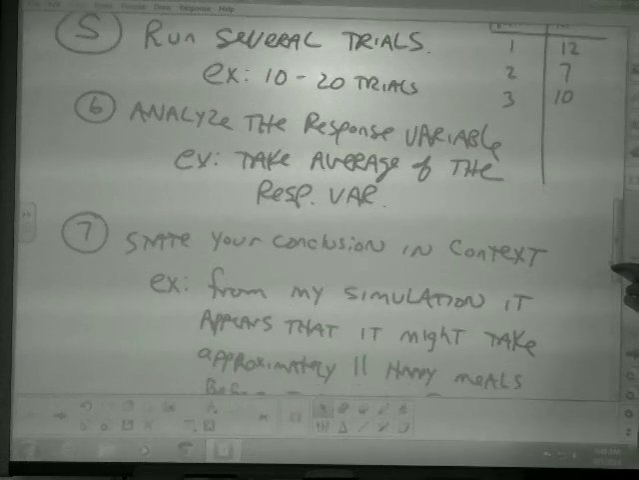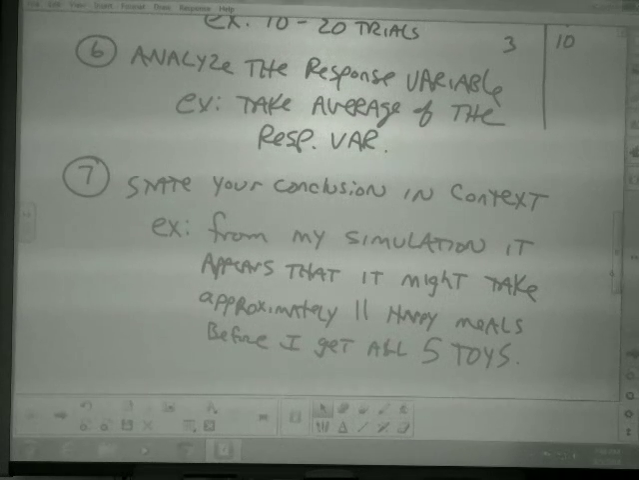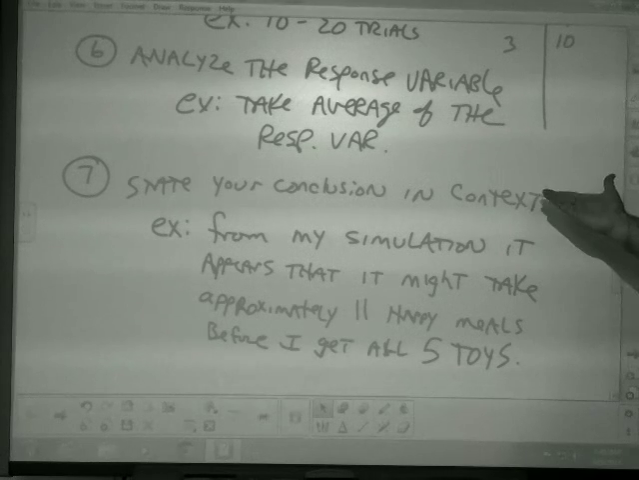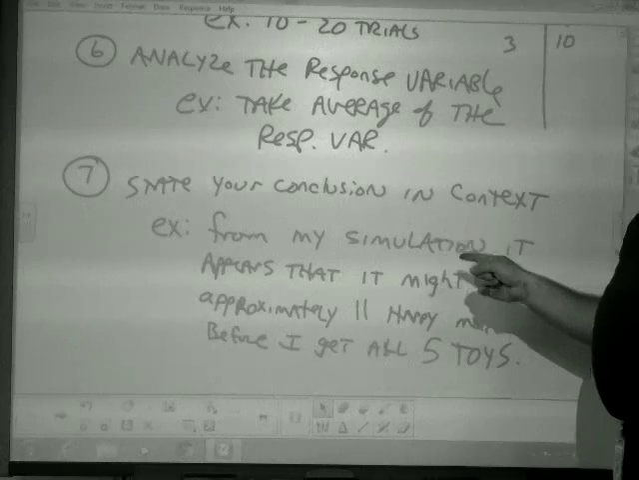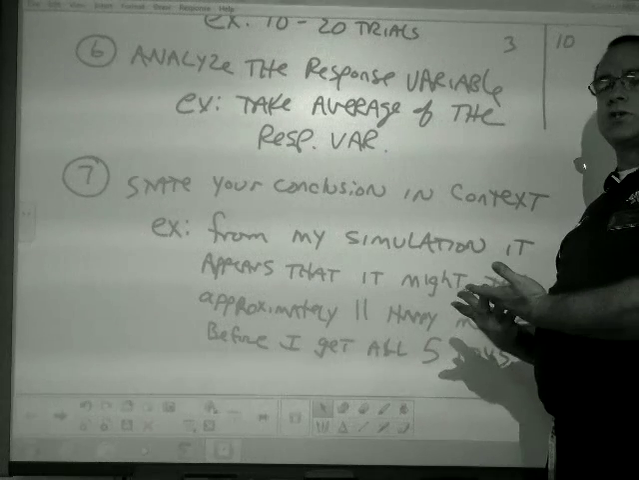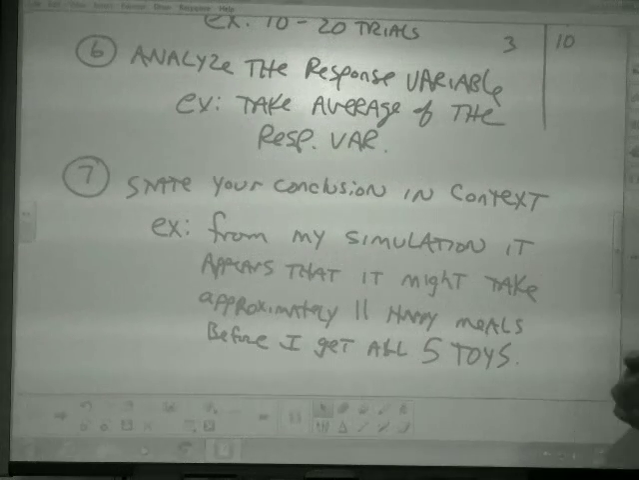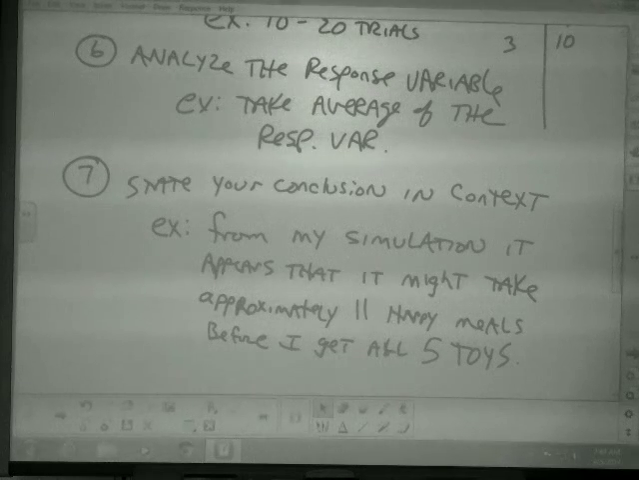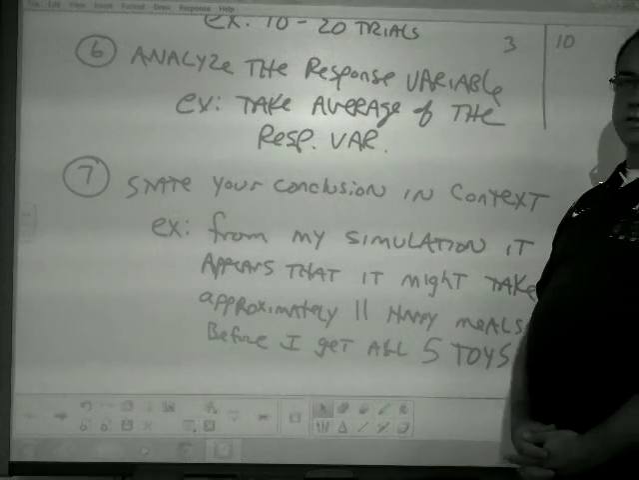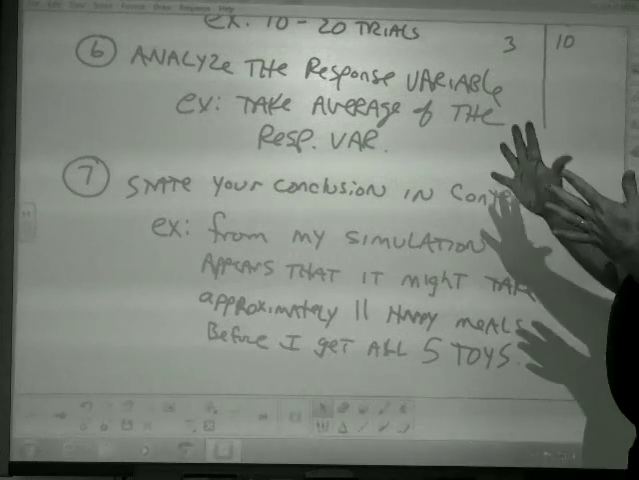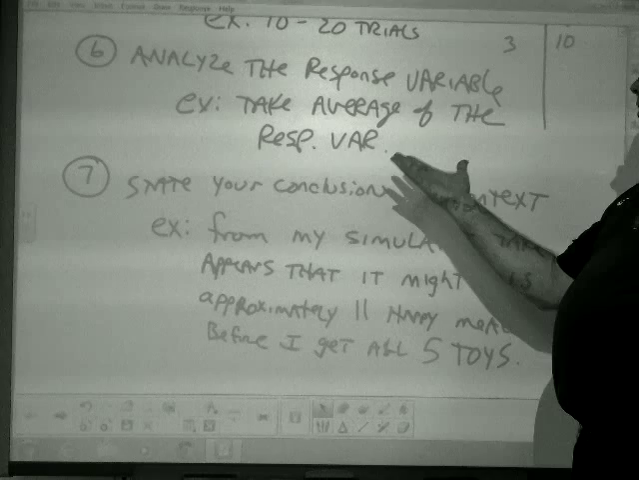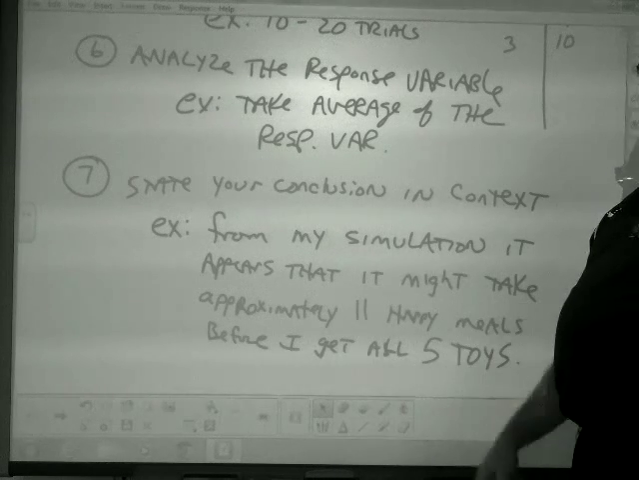Then you're going to state your conclusion in context, okay? So, pretending I did a scenario, from our simulation, it appears that it might take approximately 11 Happy Meals before I get all 5 toys. Depending on the context of what you're working with, you're going to take your average and put it into that conclusion.